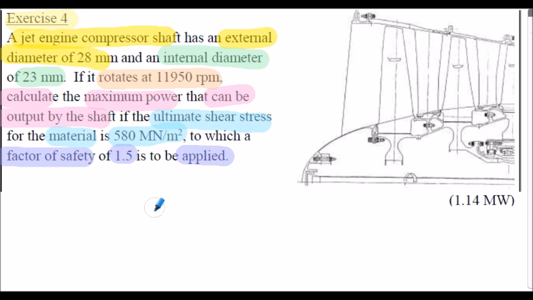We have reviewed the application of factor of safety in previous calculations. We obviously have to apply the factor of safety of 1.5 here to the ultimate shear stress. I would encourage you to stop the presentation and attempt exercise 4. Extract the information very carefully from the question, but I will show the full work solution on the following slide.